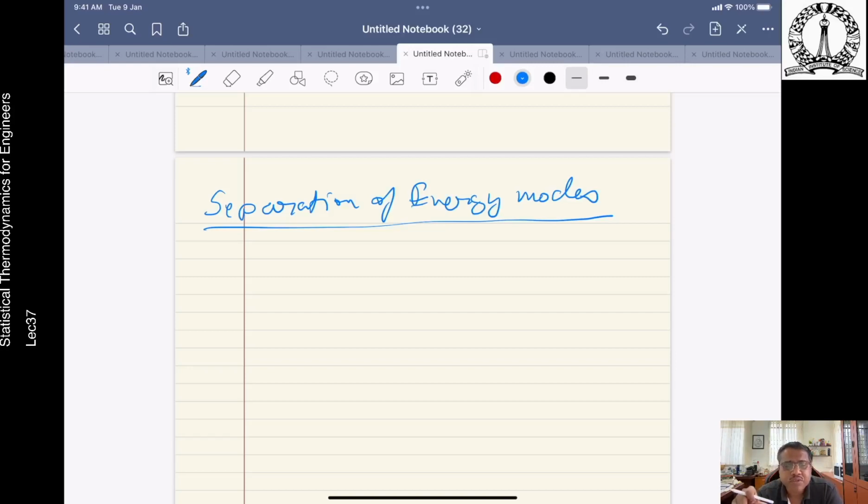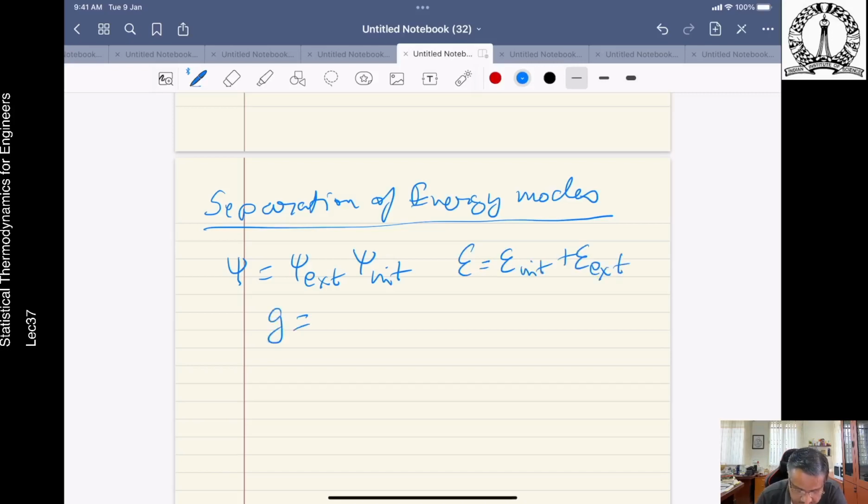Okay, so we would write that as external and internal. Energy was of course internal plus external, right? And g, which is the degeneracy, is external times internal. These were all independent of each other, right? So we converted this by considering a coordinate system using the molecule's center of mass in this particular case, and we considered a full separation of the energy.